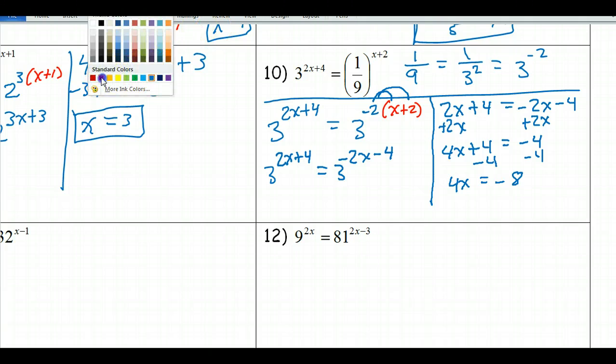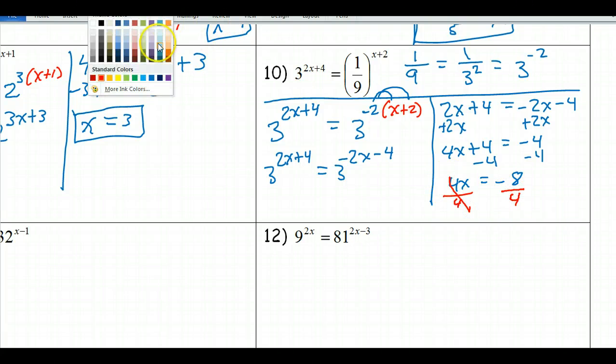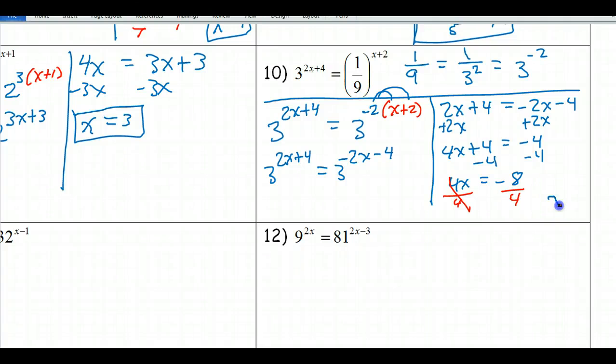Time to divide both sides by 4. So that is going to give me x equals negative 2. Alright, so that's how you do number 10.